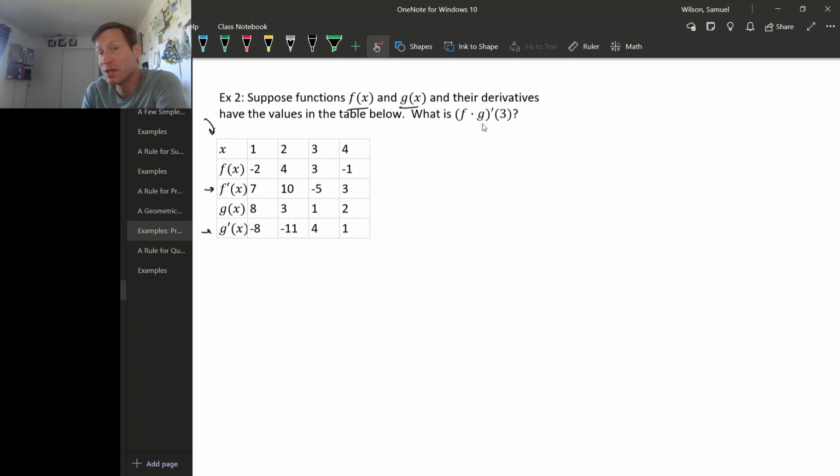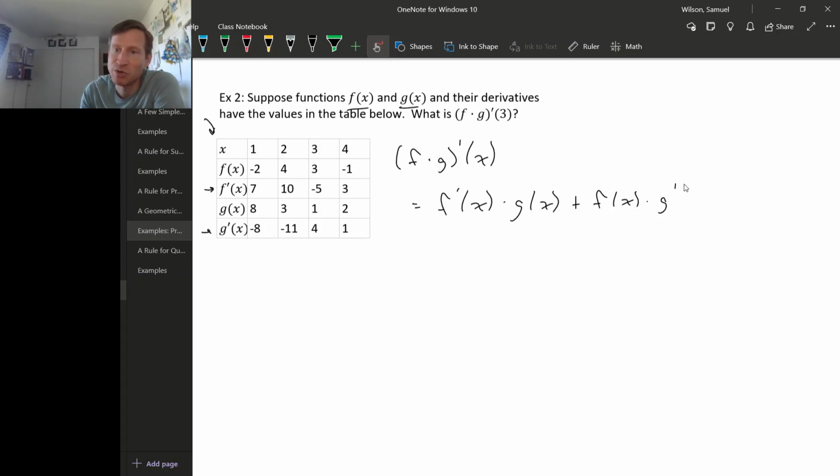Now we don't have formulas for f and g, so we can't multiply the formulas together and then take the derivative. But what we can do is, in general, we know that the derivative of f times g is f prime of x times g of x plus f of x times g prime of x. And this gives us kind of a general formula that we can use.